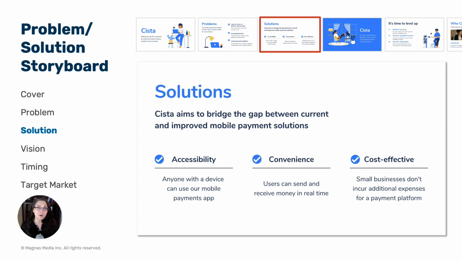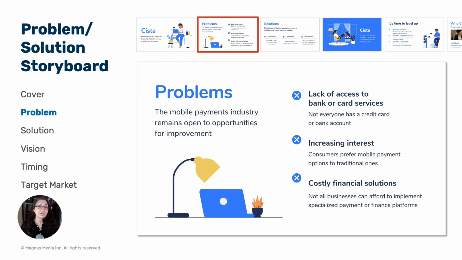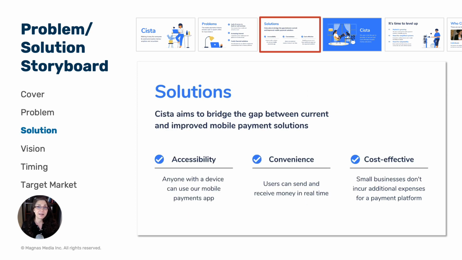Now, let's go to the solution slide. You'll notice that the first solution, they're talking about accessibility. Anyone with a device can use our mobile payment app. And the same thing now with the second and third point. If you read what the second problem and the third problem are, you're going to find that they match very well. Now, looking at the solution slide, they've got accessibility, convenience, and cost effective.